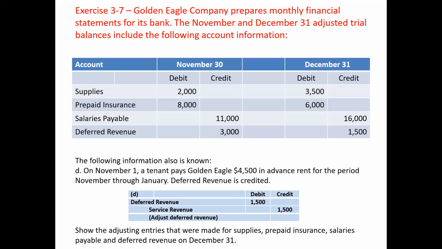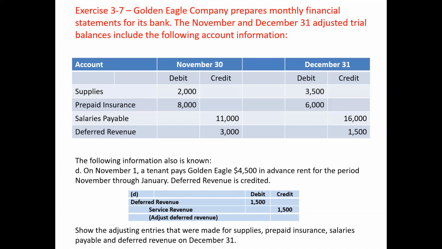So what this means to me is we rent out space. So someone gave us $4,500 up front for 3 months worth of rent. So it must be on November 1st, we debited our cash, we credited our deferred revenue. Then on November 30th, a month had gone by, we probably debited our deferred revenue, credited rent revenue.